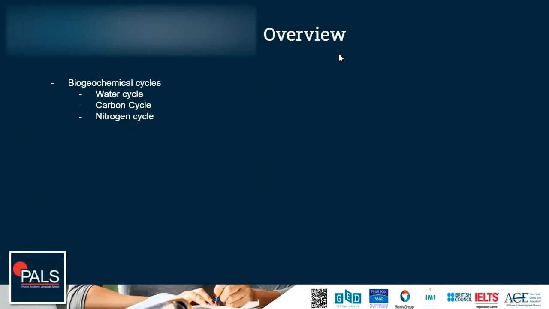So we will discuss what biogeochemical cycles are in general, and specifically we will discuss the water cycle, the carbon cycle, and the nitrogen cycle. The phosphorus cycle is probably another important biogeochemical cycle, but I left this one out here because it is not as important as the other three, I think.